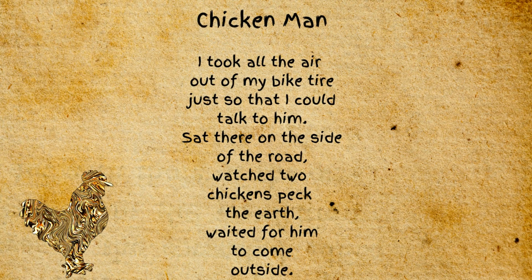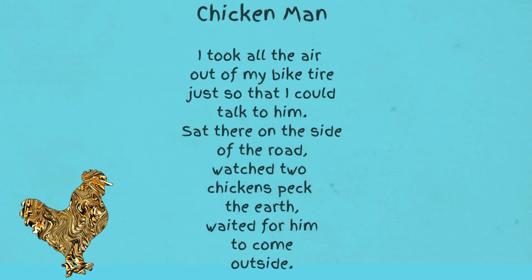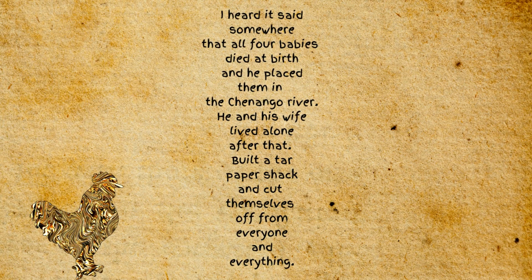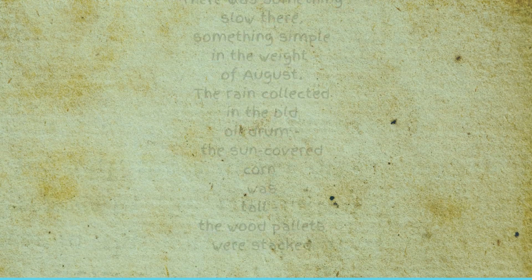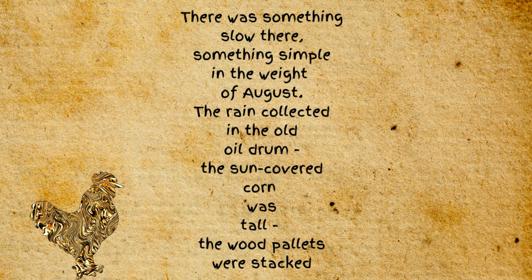I took all the air out of my bike tire just so that I could talk to him. Sat there on the side of the road, watched 2 chickens peck the earth, waited for him to come outside. I heard it said somewhere that all 4 babies died at birth, and he placed them in the Shenango River. He and his wife lived alone after that, built a tar paper shack, and cut themselves off from everyone and everything. There was something slow there, something simple in the weight of August. The rain collected in the old oil drum. The sun-covered corn was tall. The wood pallets were stacked.